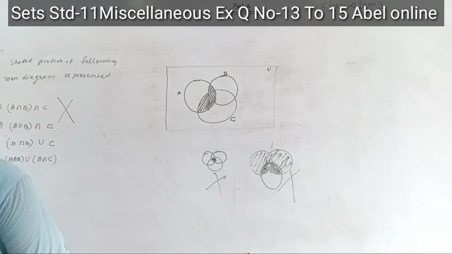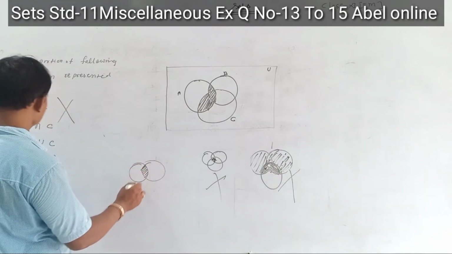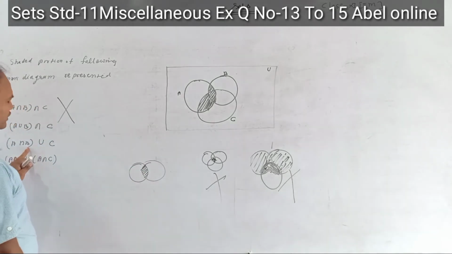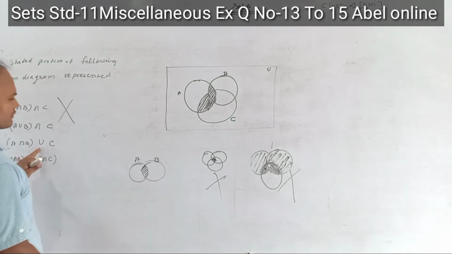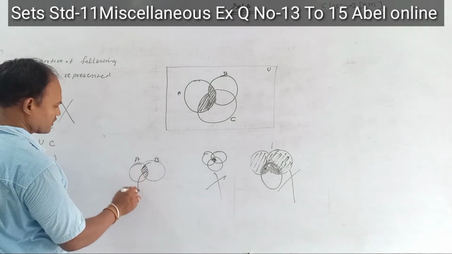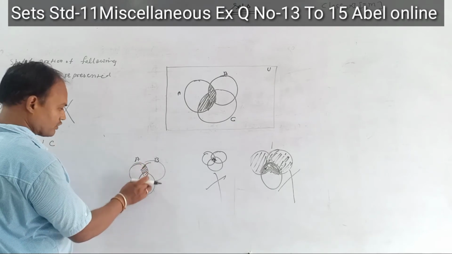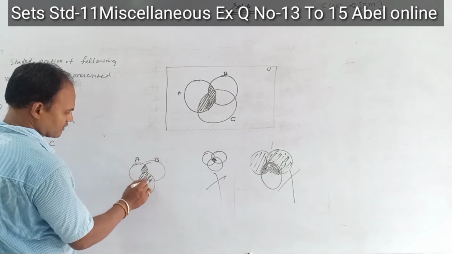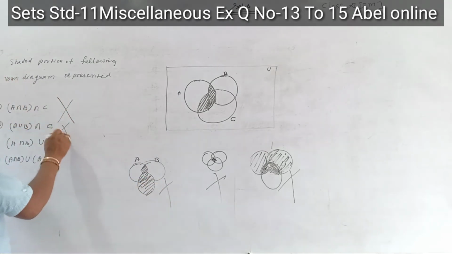Now what is the third one? A intersection B. When we are saying A intersection B, we say that your answer is this. Intersection B means common area of A and B. This is A and B. Union C means A intersection B union C, that is, A intersection B and all the elements of C. Is it this area? No. So it is not your answer.